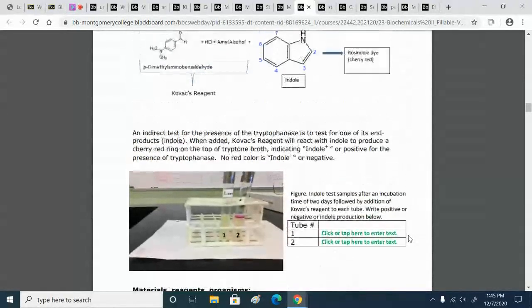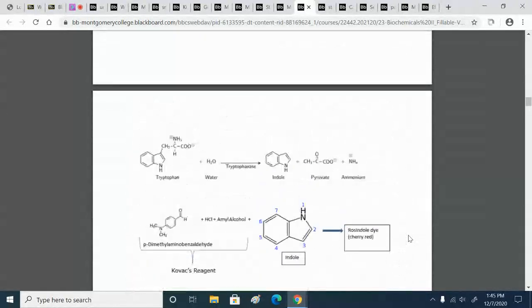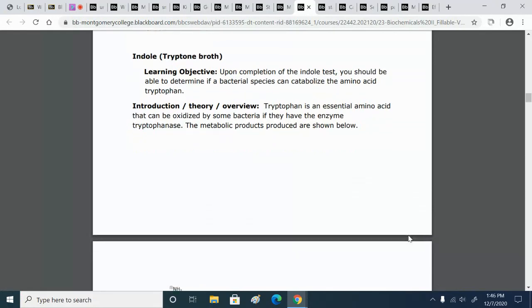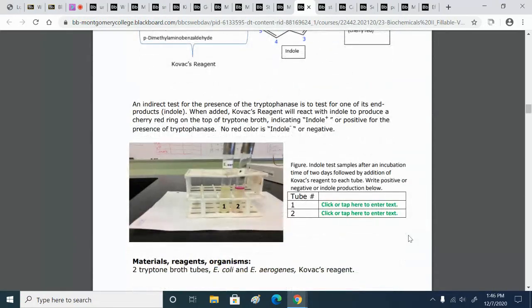So then we started with the IMVIC tests. So IMVIC, IMViC. Indole was the first test. So indole is actually the product. We use tryptone broth, which contains tryptophan, an amino acid. And if the bacteria have the enzyme tryptophanase, they can convert tryptophan into indole. And then we have to add Kovacs reagent to the broth, and we look for that red fuchsia layer on top, and that indicates the presence of indole.